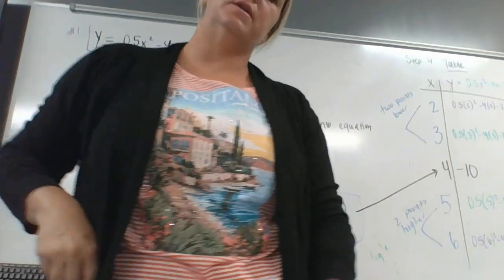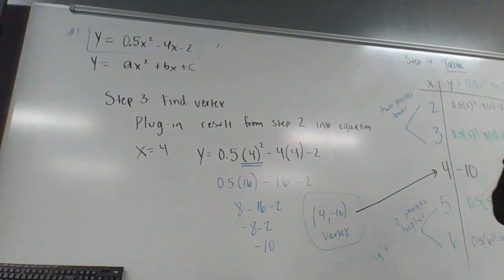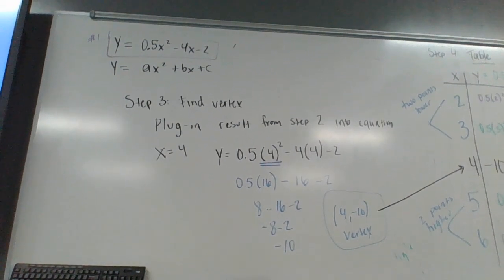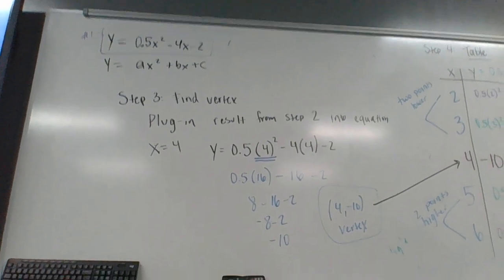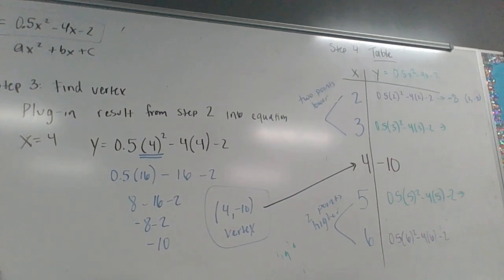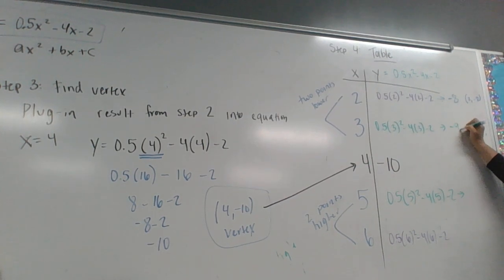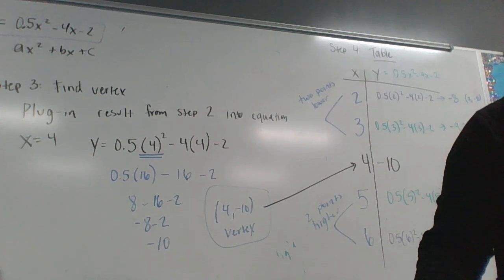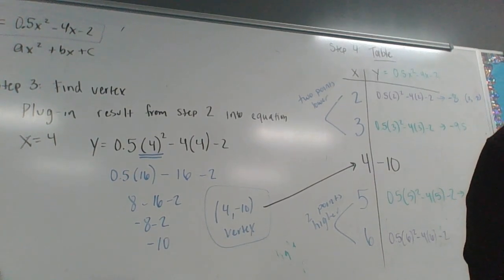Okay, who else wants to volunteer an answer for a point? Eva? -9.5. Which one is -9.5? 3. Did anybody else get -9.5 for 3? Okay, it's been confirmed. What's your last name, Eva?